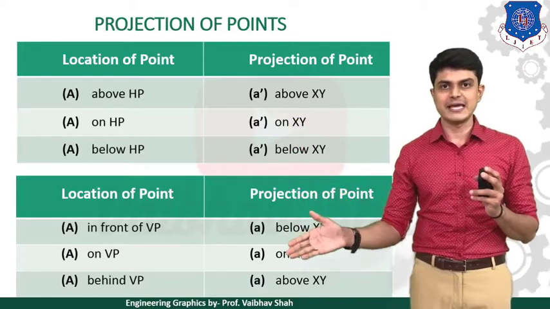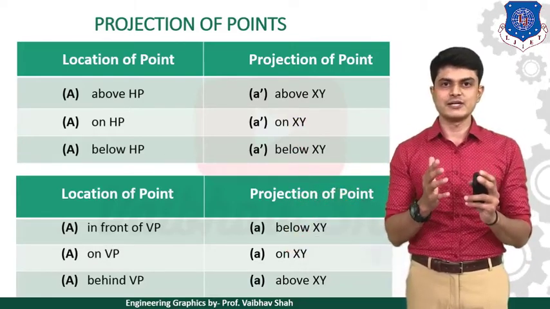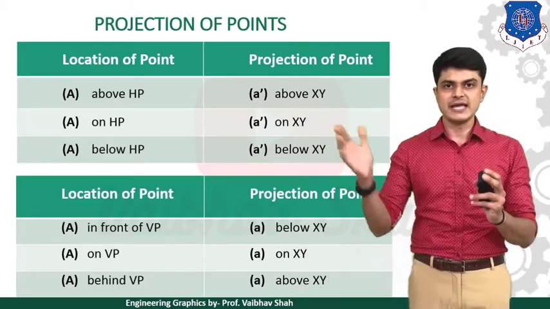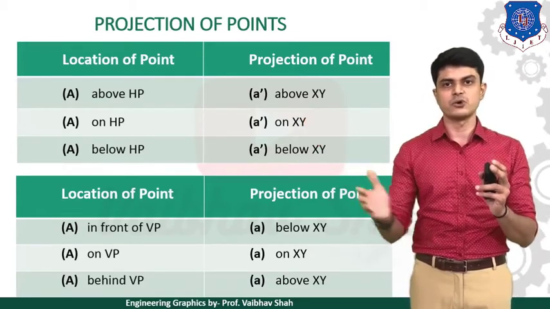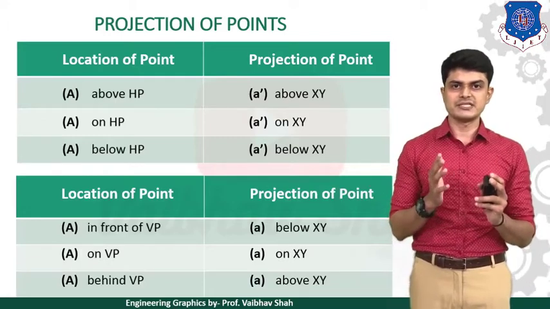And here, A without a dash is also known as your top view or plan. So whenever it is said that you need to draw the elevation or front view, that means you need to draw A dash. And whenever it is said that you need to draw the top view or plan, you need to always draw what? A without a dash, right? So you need to remember this table.